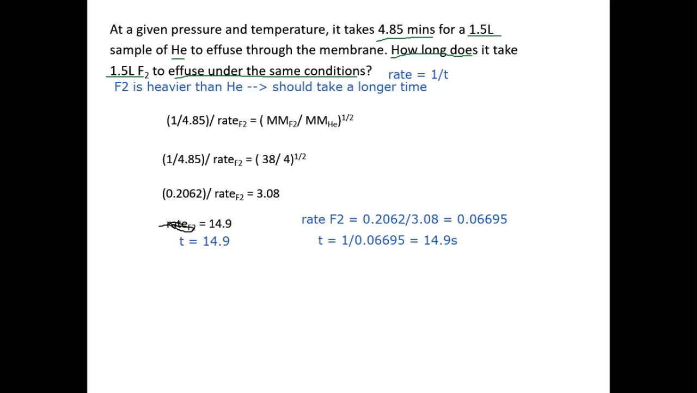So again, always make sure that when you're given time, 1 divided by time is the rate. Again, this is not seconds. Made another typo. This is minutes. I'll give you a second to look over that and notice that the time it takes is longer for fluorine than for helium.